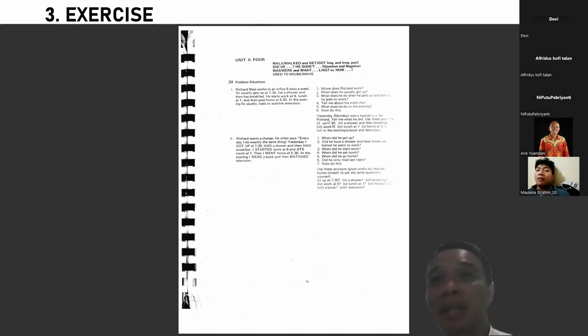Minutes first, then the hour. Remember, this is very basic elementary school material. I have to remind you again. Okay, please. Yesterday I got up at 7:30, had a shower, and then had breakfast.